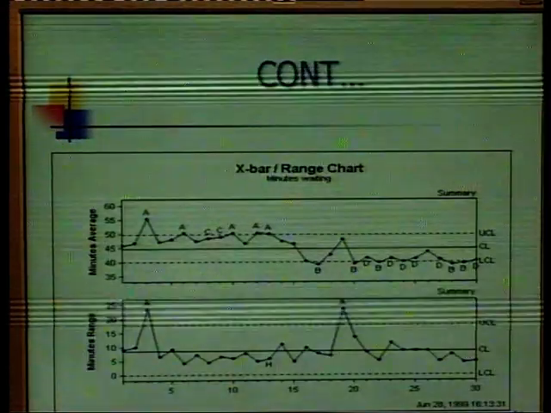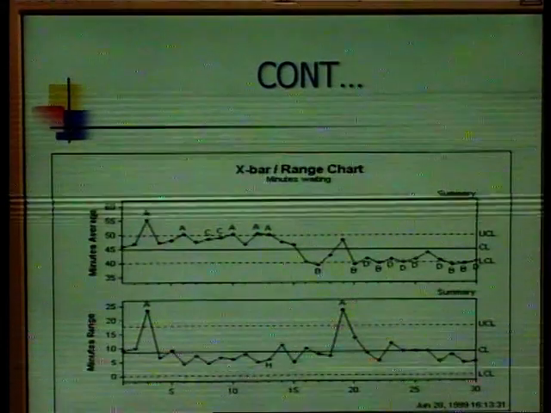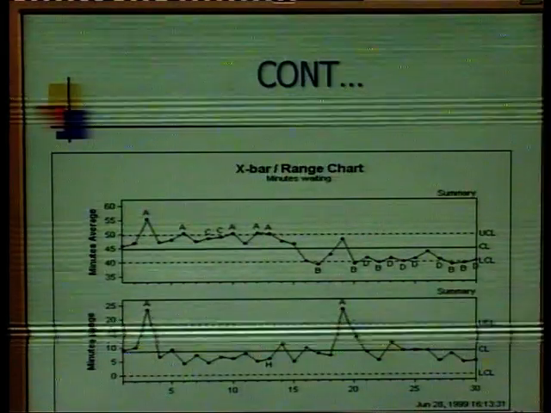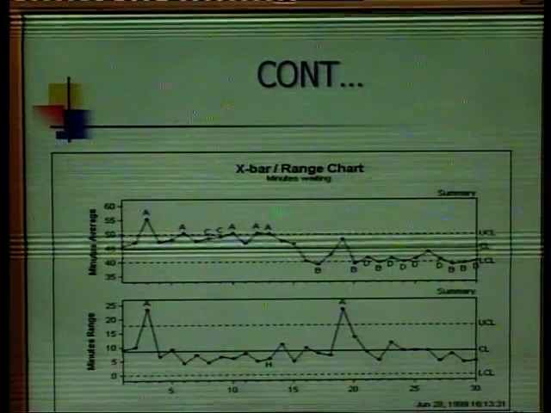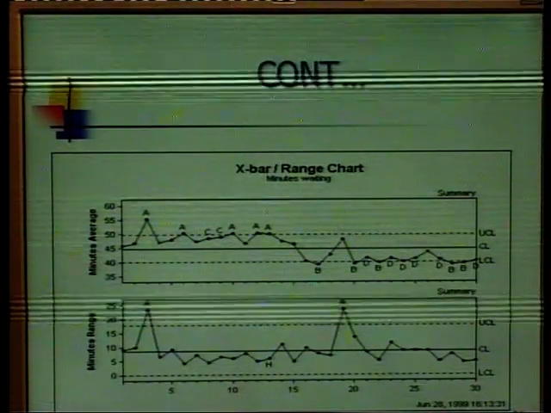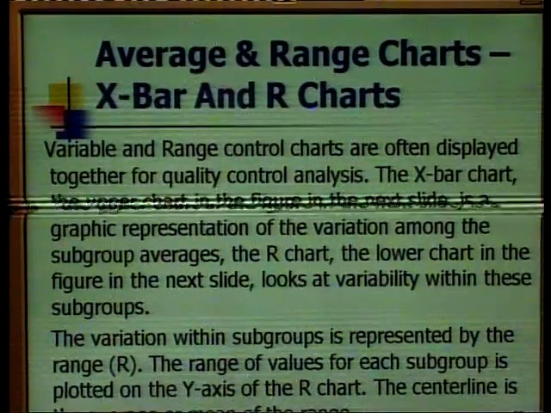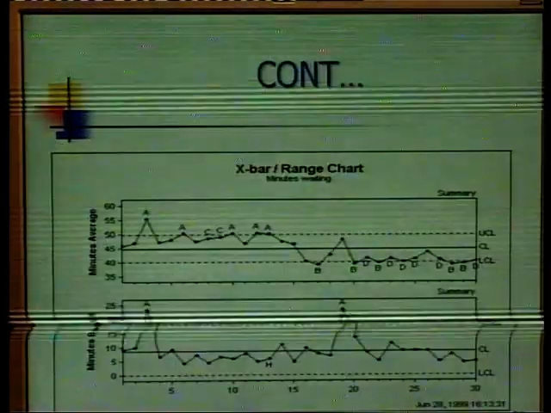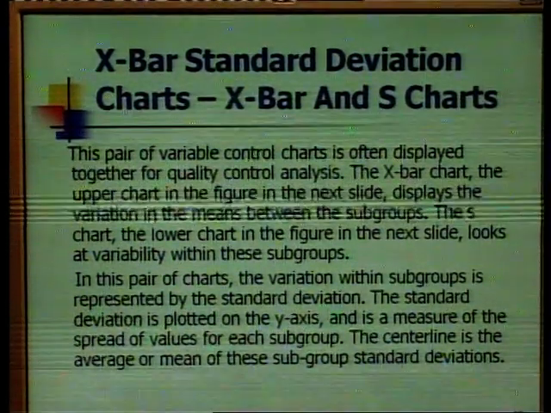Meaning the X bar chart tells us about the average between the subgroups, and the range chart tells us the range within the subgroups. Variation, that is range, means the variation within the subgroups. Now, the variation within the subgroup is represented by the range R.